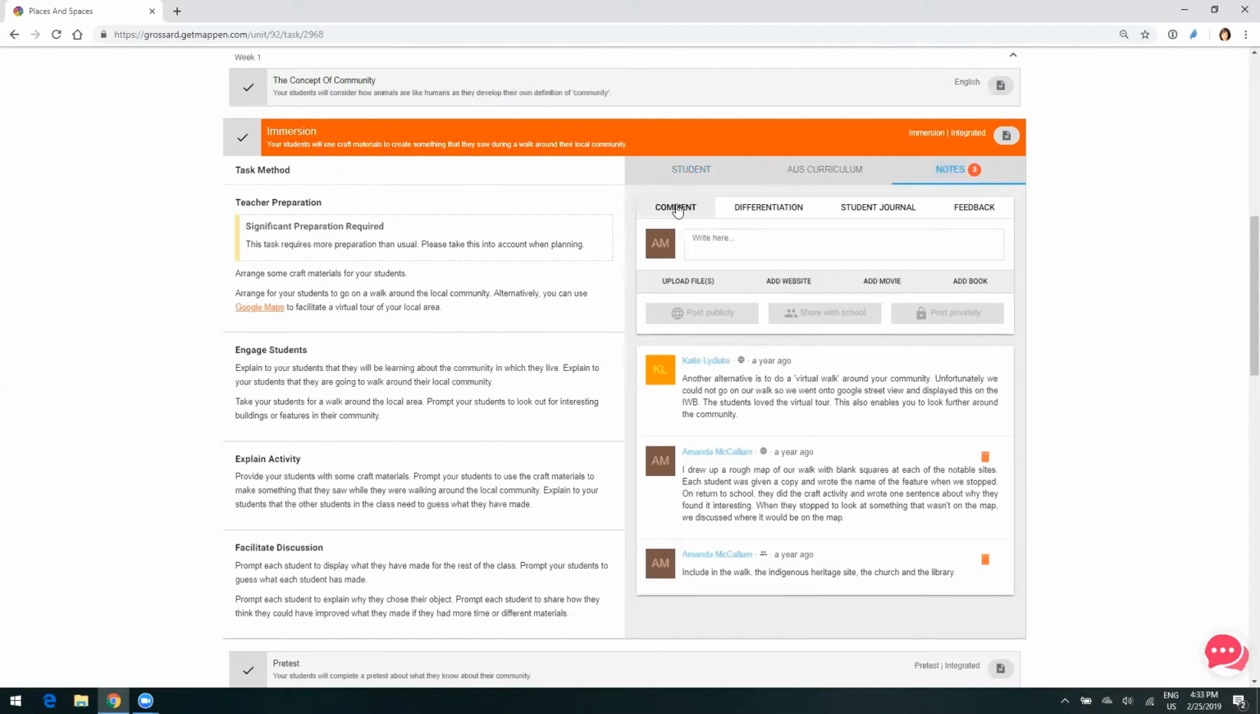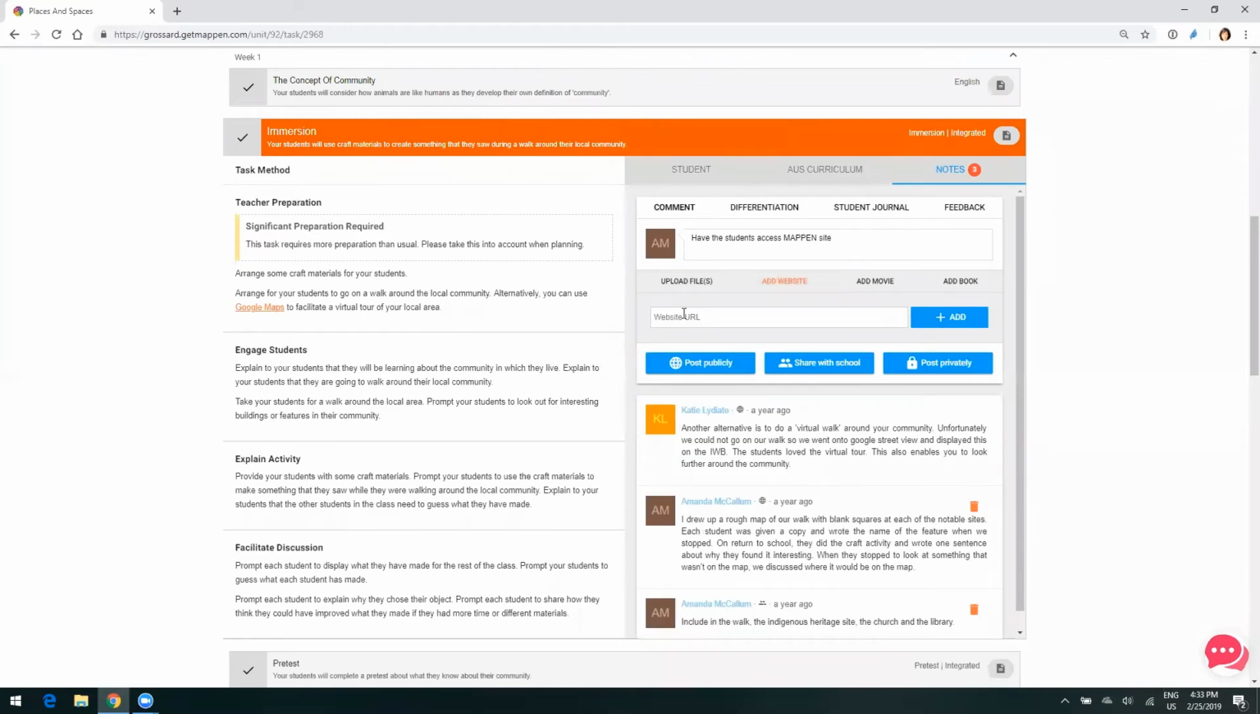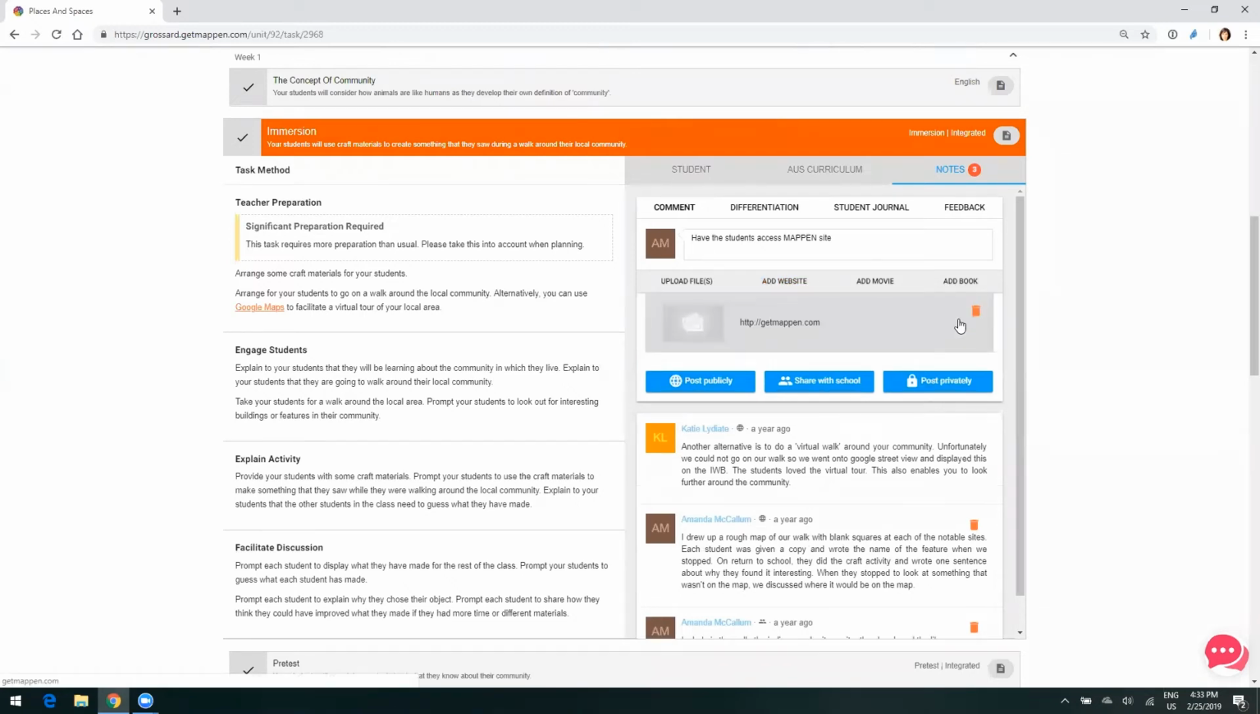So the default is you're in the comment stage. So let's say, for example, you wanted to have the students access, I'm making this up, guys, the MAPPEN site. It doesn't really make a whole lot of sense, but you'll get the idea. Then I go add website, and I will type in getmappen.com, which is the website that I'm going to have them do, and I click add.